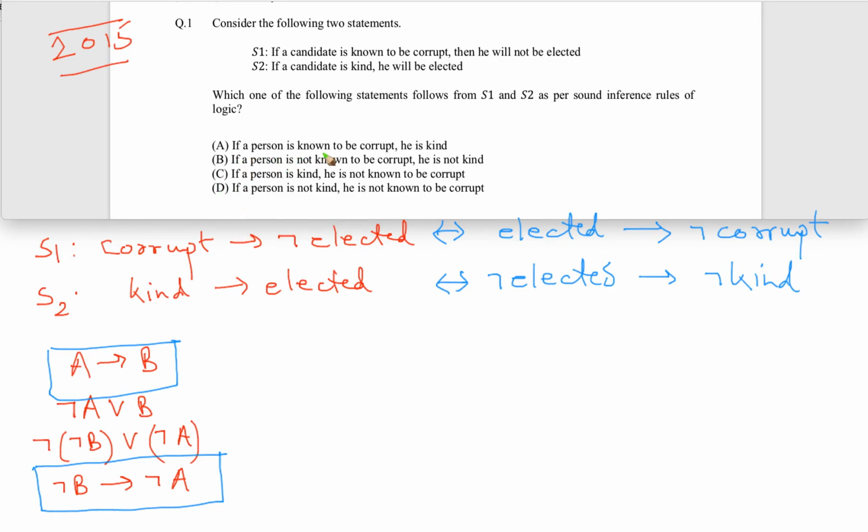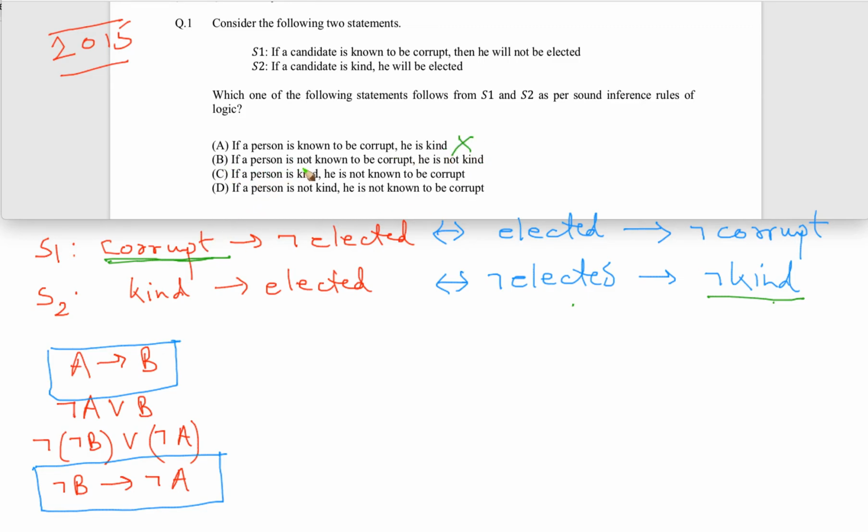Option A: if a person is known to be corrupt, he is kind. So let's come back here. If a person is known to be corrupt, and then we have to find a logic to kind. So corrupt, then not elected, and not elected, then not kind. So basically it points out that if he is corrupt, then he is not kind. And what they are saying is, if the person is known to be corrupt, then he is kind. So definitely this is false.